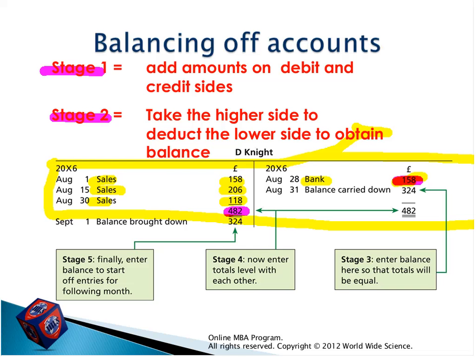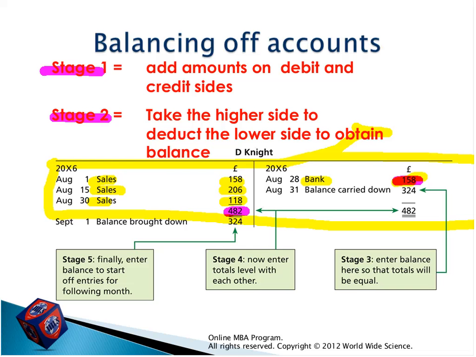So we're taking which is the higher side. It's the 482, right? So we are going to deduct 158. Just simple one. 482 minus 158, and we got 324, right? This is I wanna show you first the calculation itself.